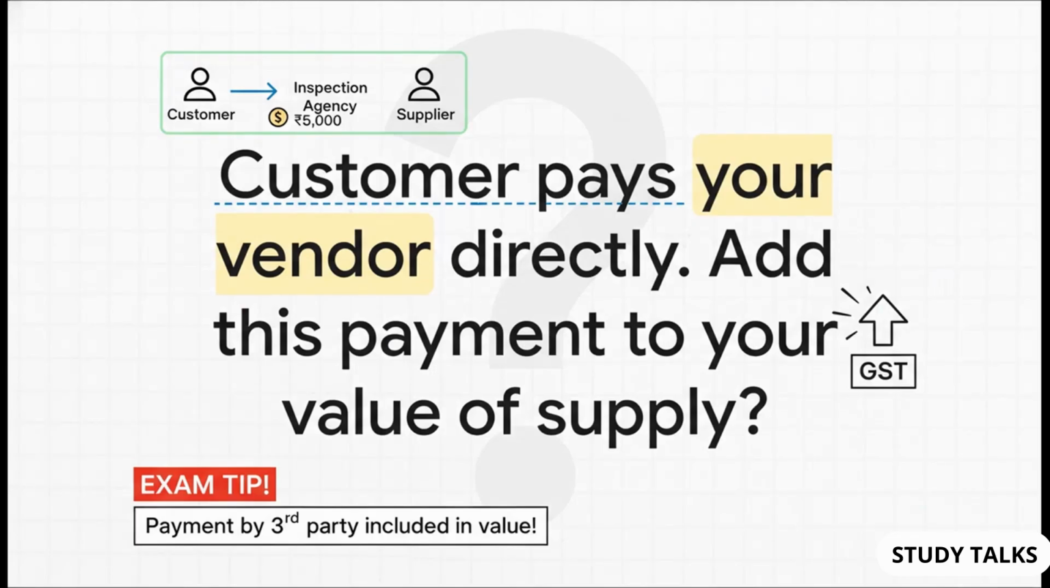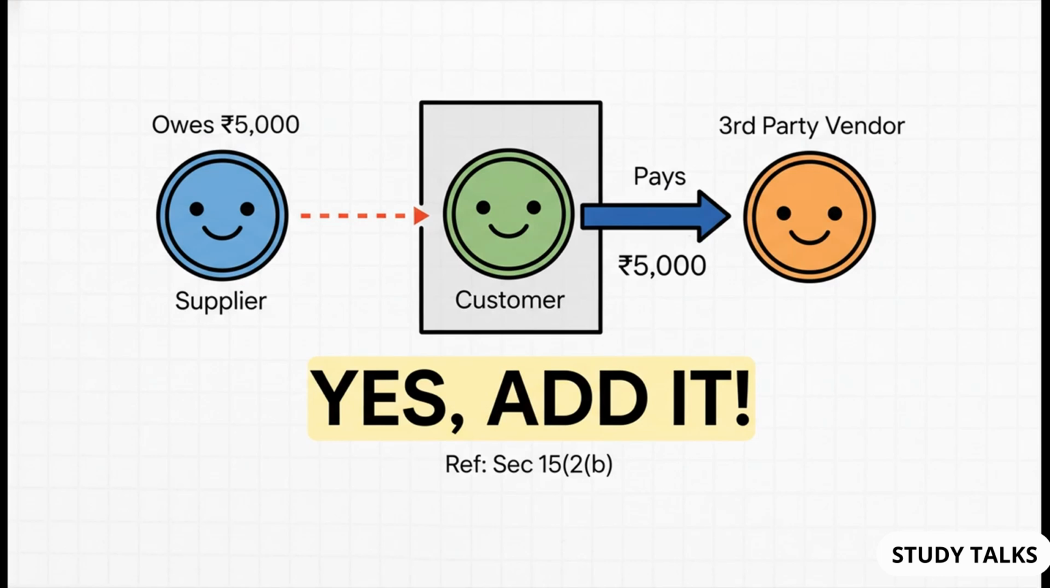Next question. Picture this. You, the supplier, were supposed to pay a vendor for something, but instead, your customer pays that vendor directly on your behalf. Do you need to add this amount to the value of your supply to that customer? Yes, 100%. This is a classic inclusion you cannot forget. If the supplier is liable for a payment, but the recipient makes that payment instead, that amount is treated as part of the price. You have to add it to the value of supply. Don't miss this adjustment in a problem.